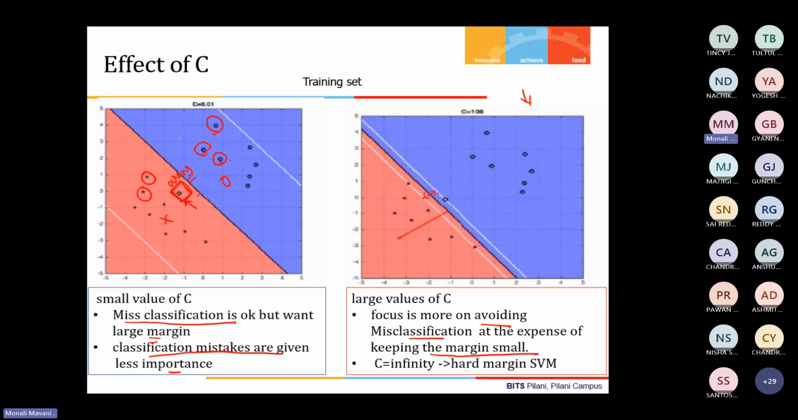Now, how do we ensure this kind of margins? By controlling this parameter C. So if the value of C in the equation is small, we end up getting this kind of left side margin. And if we have a higher value of C, which is a constant and it's a hyperparameter, then we'll end up with the right side margin, which is shown on the right side.